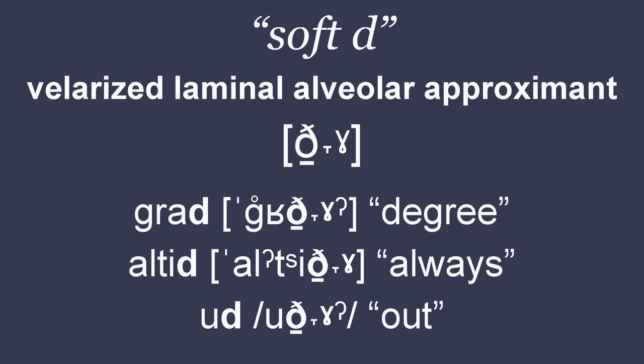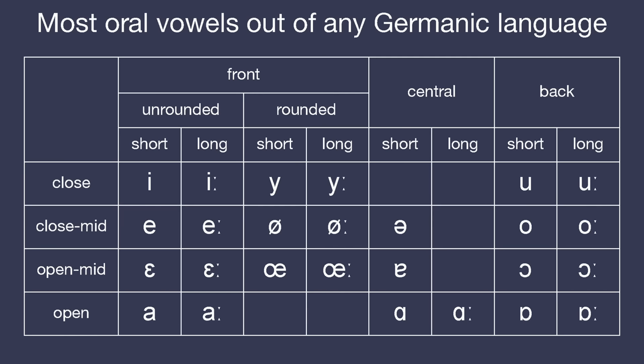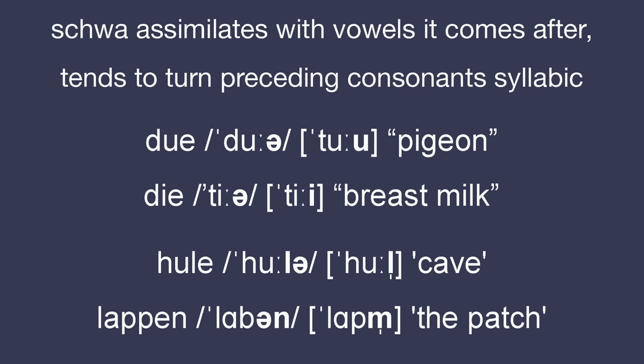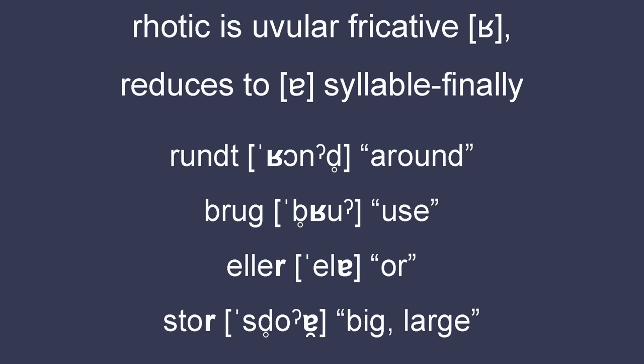Typically occurring syllable finally. Danish also has the most oral vowels out of any Germanic language, and has one of the largest vowel inventories in the world. Danish has a phonemic schwa in unstressed syllables, but often assimilates with the vowel coming before it, and tends to be dropped before consonants, turning those into syllabic consonants. Syllable initially, Danish's rhotic is a voiced uvular fricative r, and reduces to a in coda position.